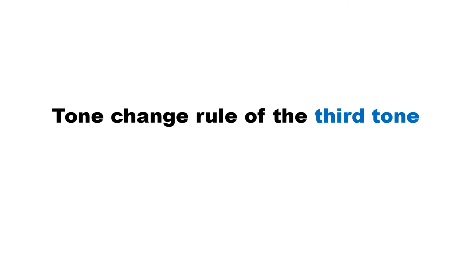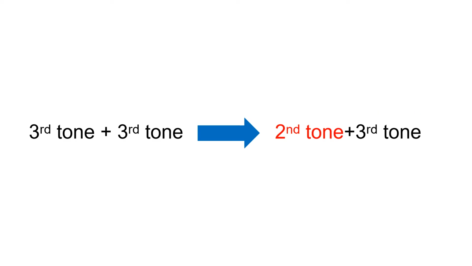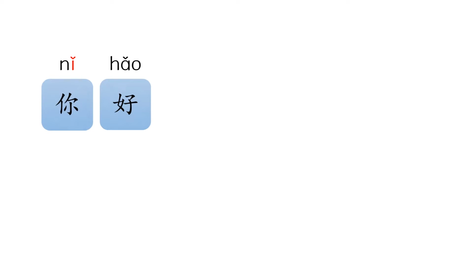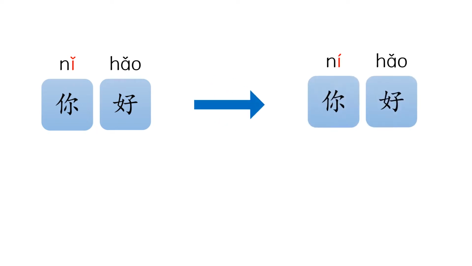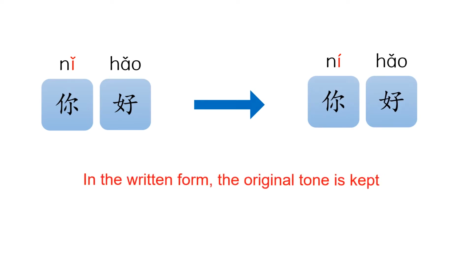First, let's look at the tone change rule of the third tone. That is, when 2 third tone syllables are read in sequence, the first syllable turns into the second tone. For example, the character 你 and the character 好, both of them have the third tone. But when they are read together, the third tone of 你 should be changed into the second tone in pronunciation. However, when put in the written form, the original tone mark is kept.